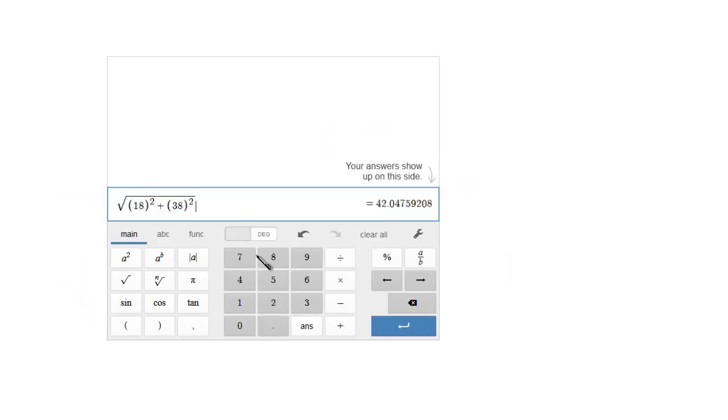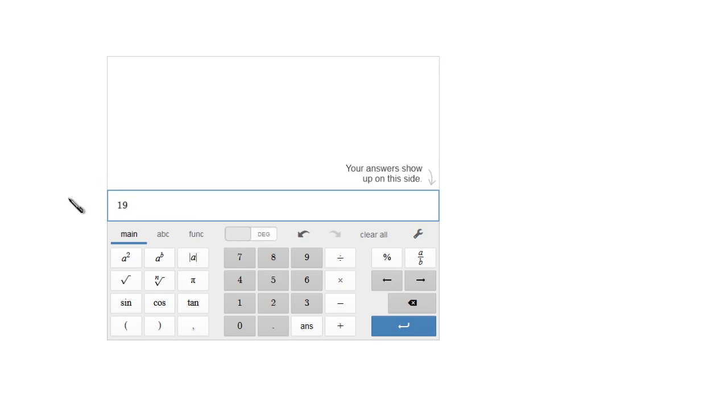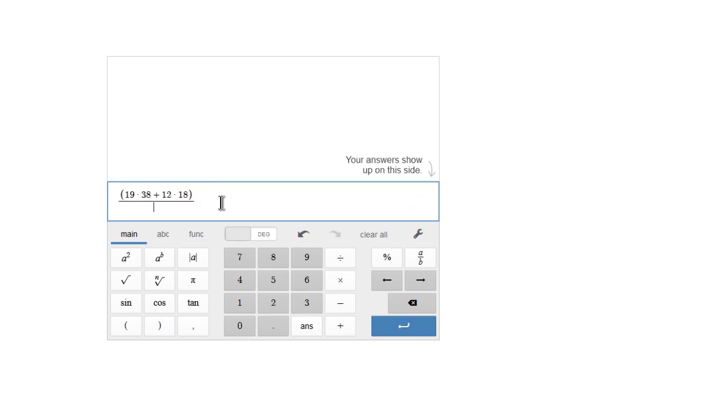Right, so let's see. 19 times 38 plus 12 times 18. And then we should take parentheses and divide by 42.0476, and that's 22.31. So that's our answer.